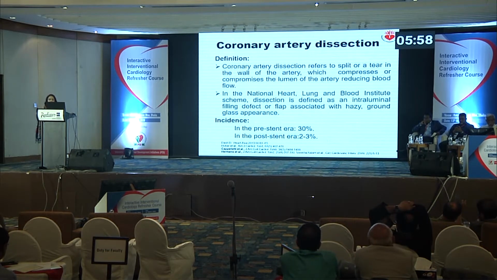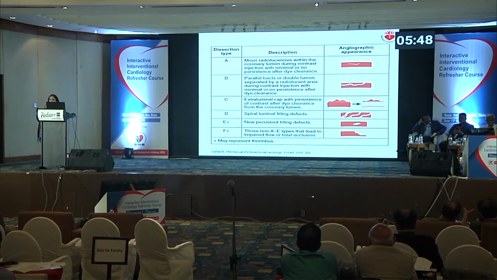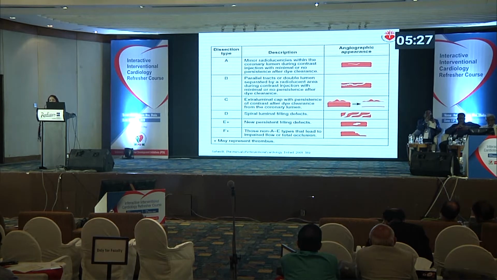There are various classifications of coronary artery dissection. Mainly depending on visual estimation, coronary artery dissections are categorized into 6 groups. Type A is a minor radiolucent area within the lumen, known as luminal haziness. Type B is a linear dissection, with a parallel lumen separated by a radiolucent area. In these 2 groups, type A and type B, contrast usually doesn't persist after dye clearance.